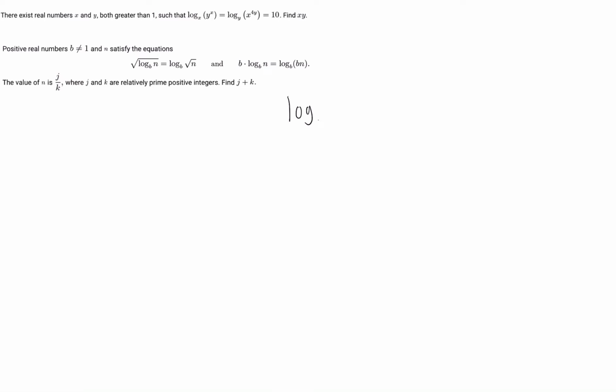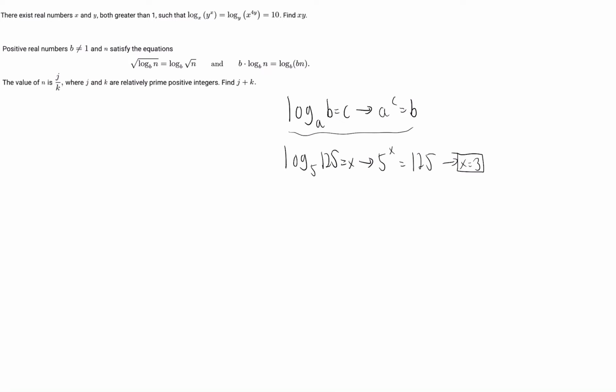Let's just say log_A B is equal to C. That, in other words, means A to the power of C is equal to B. Let's do an example. What's log_5 125? Well, let's define a variable. Let's just say it's x. Using this property, it's going to be 5 to the power of x is equal to 125. By inspection, x is going to be equal to 3. That's what a logarithm is.